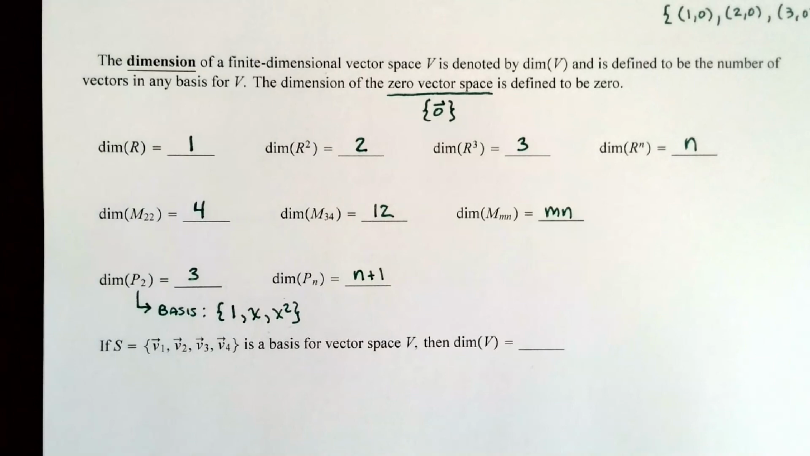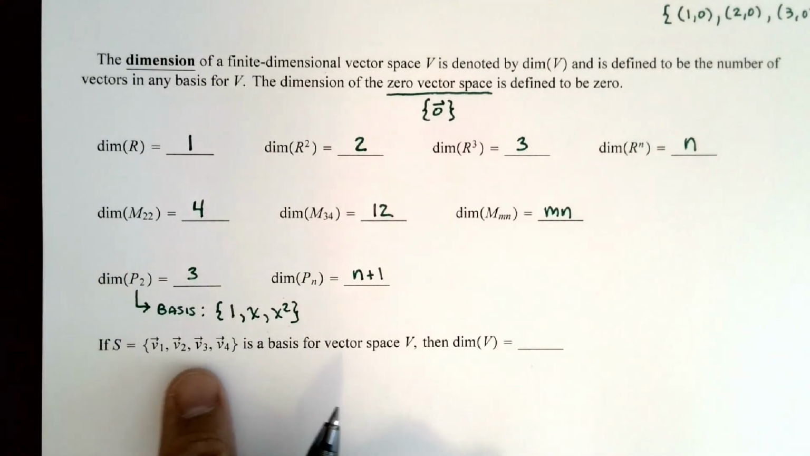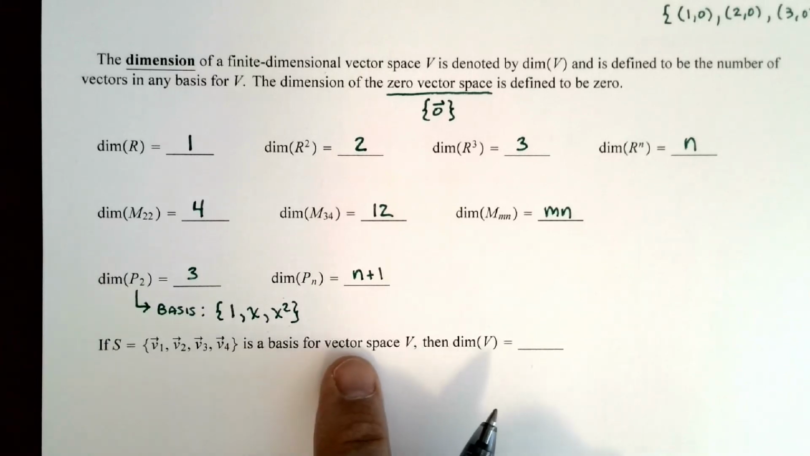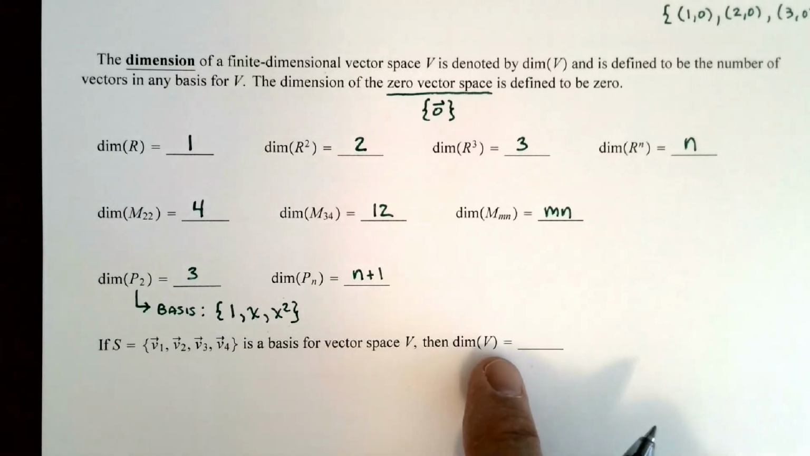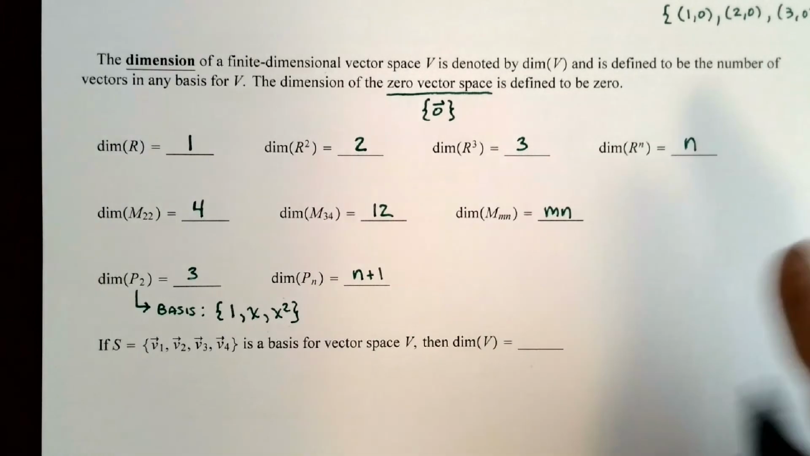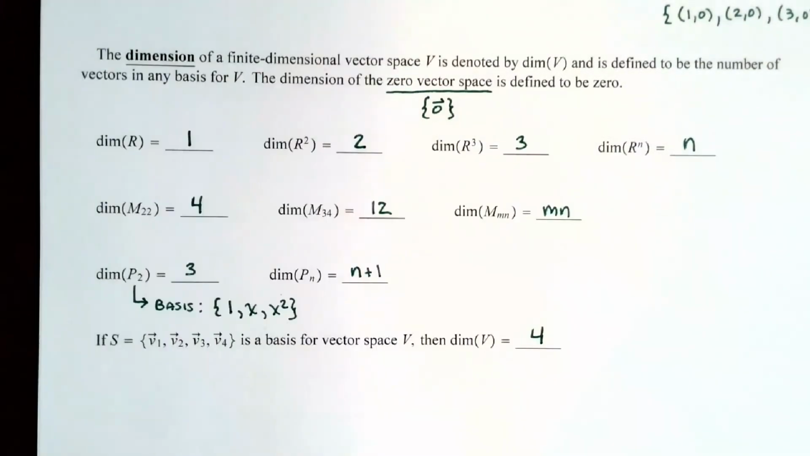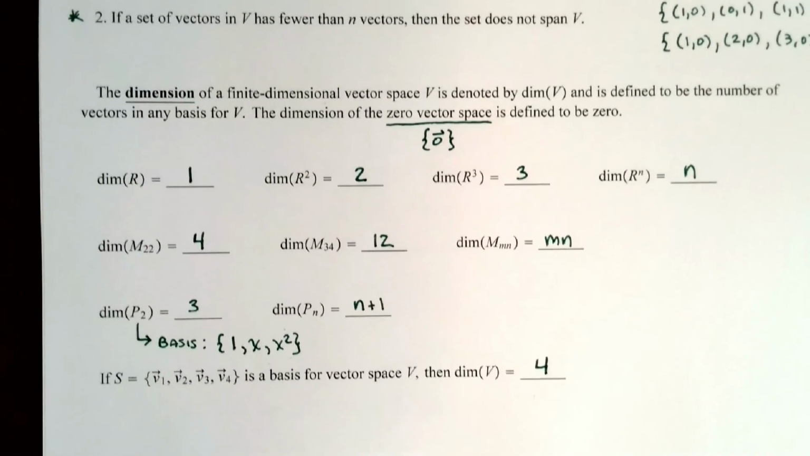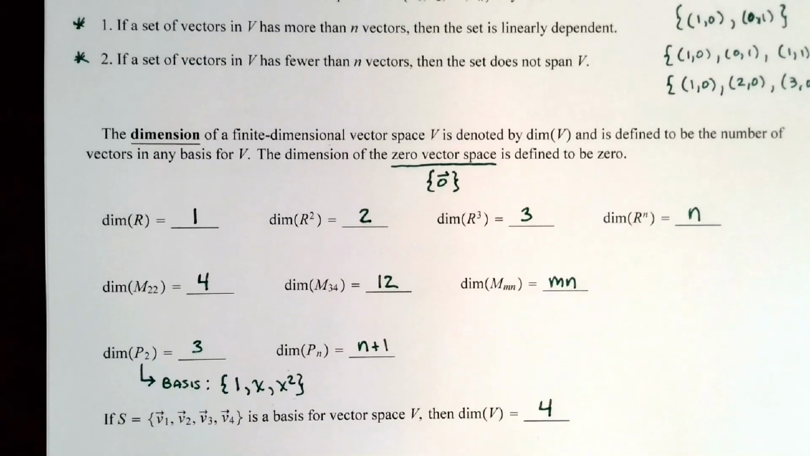That's good. So these are all the familiar vector spaces, and we need to know the dimension of those vector spaces. Just to make sure you truly understand what we're talking about here, if S equals this set of 4 vectors is a basis for the vector space V, then what is the dimension of V? I hope you're saying 4. If you didn't say 4, then you don't understand what we were talking about. You might need to rewatch this video.